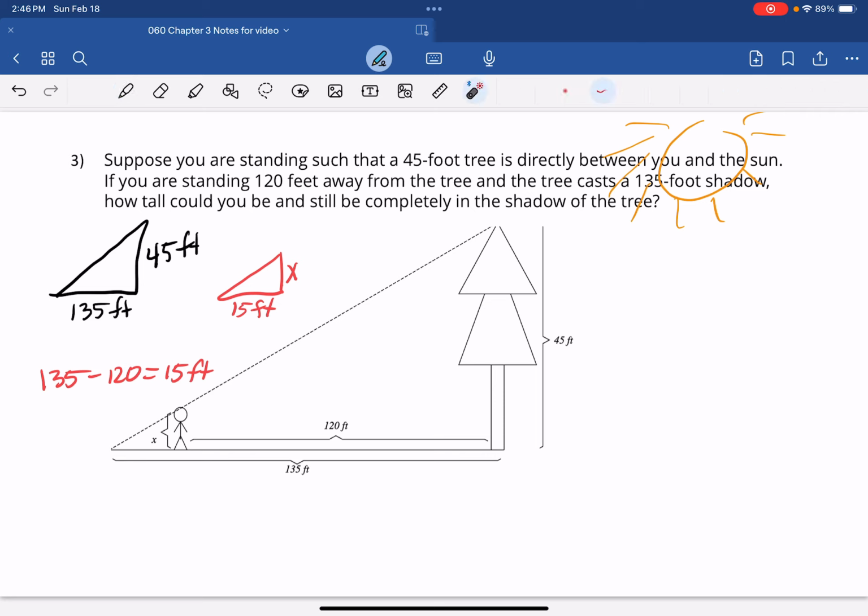And now that we know how long our shadow should be, we actually have enough information, because now we have two numbers for the bottom of our triangles, and we have one number for the sides so that we can find the other side. So now I can create my proportion and solve it.